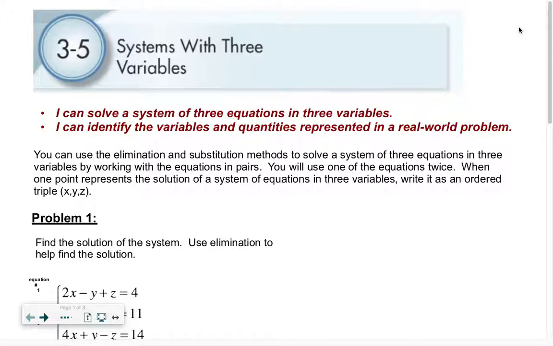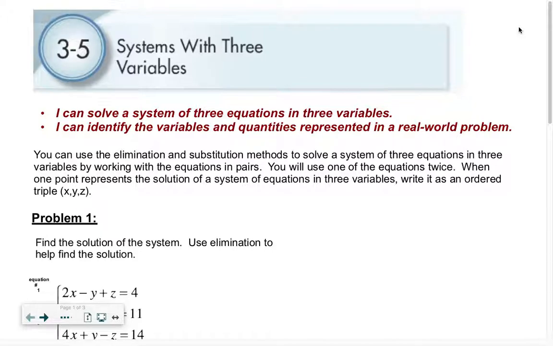Okay, so we got some I cans. I can solve a system of 3 equations with 3 variables, and I can identify the variables and quantities represented in a real-world problem. Hopefully you'll be able to do those in like 50 minutes.